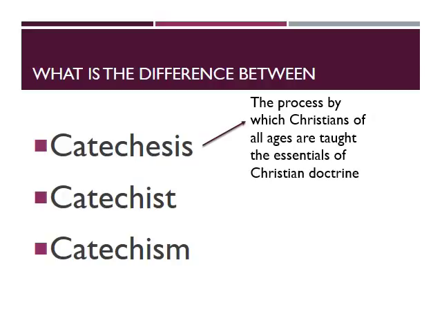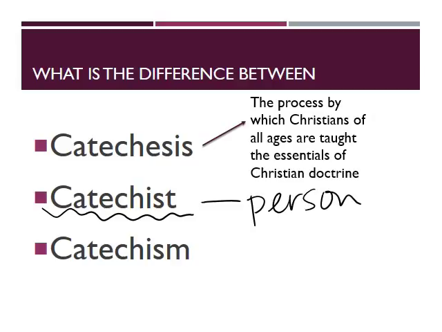So catechesis. The catechist, the second word here, is the person who is doing the teaching. So for example, I would be considered a catechist because I am teaching people of all ages, specifically 16 and 17-year-olds, about Christian doctrine. And then the catechism, this third word here, is the book.